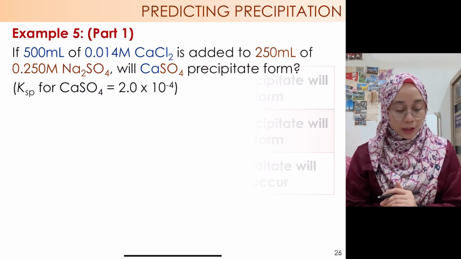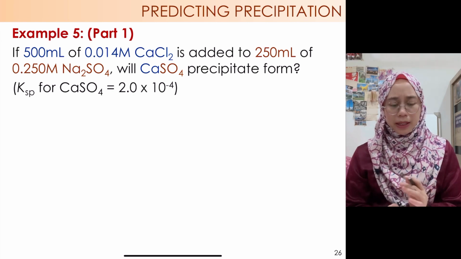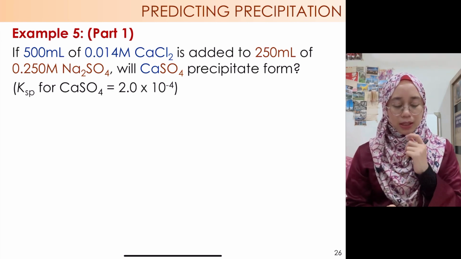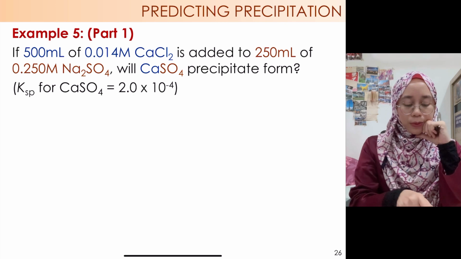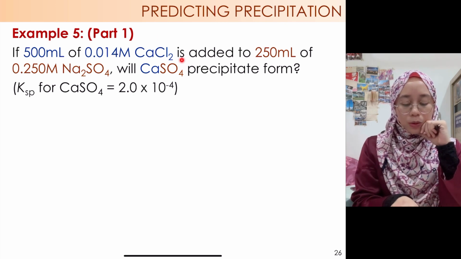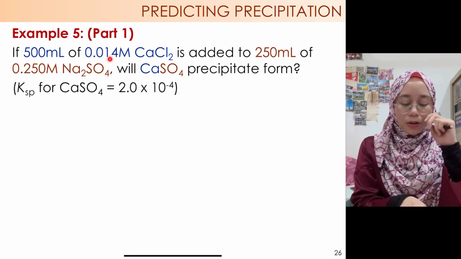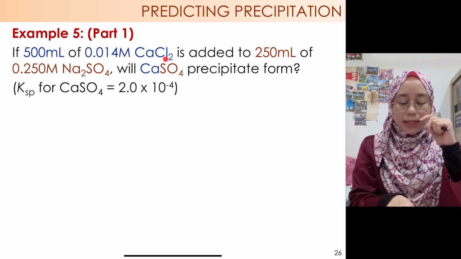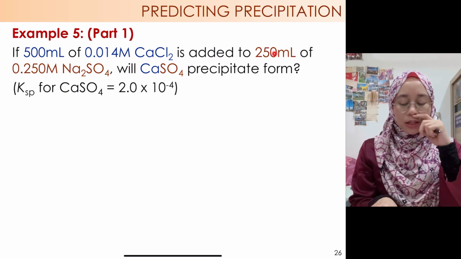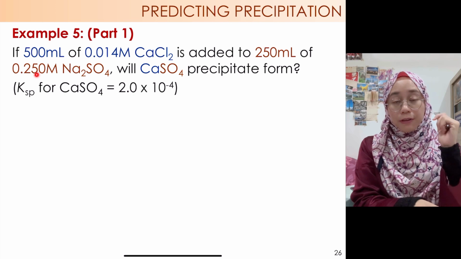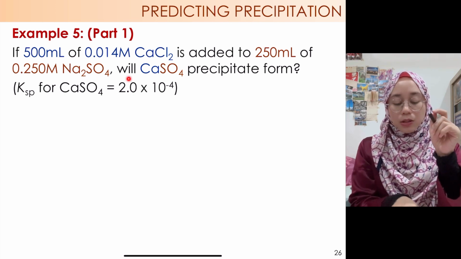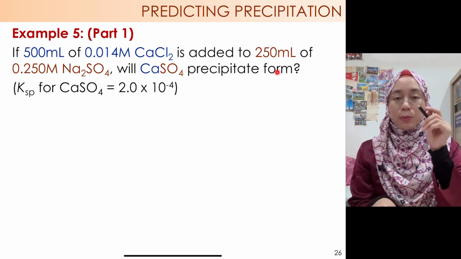Okay, so kita akan tengok contoh-contoh, a few example lah. I think ada about 3 example for this one. So let's have a look at this one here. So class, what we have here is CaCl2. 500 ml of 0.014 molar CaCl2 added into 250 ml of 0.25 sodium sulfate. So will calcium sulfate precipitate form?